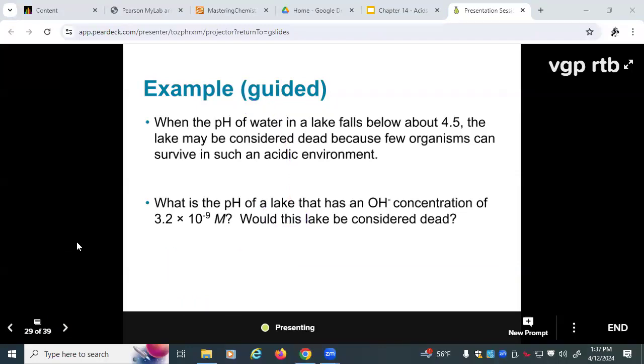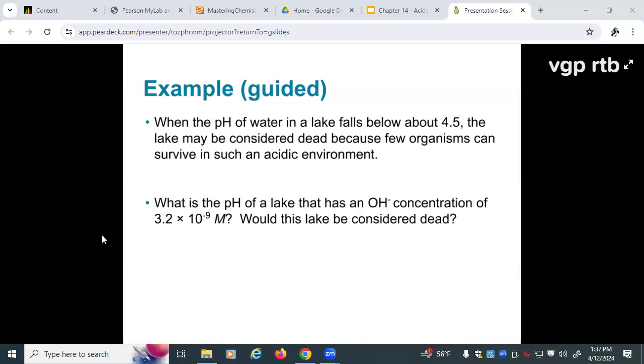So let's take a look at another example here. In ecology, if the pH of water in a lake falls below 4.5 due to acid rain or runoff or a variety of other reasons, the lake can be considered dead because basically nothing can live in a pH that low. The question is, what is the pH of a lake that has a hydroxide concentration of 3.2 times 10 to the negative 9th molar? Secondary question, would this lake be considered dead?